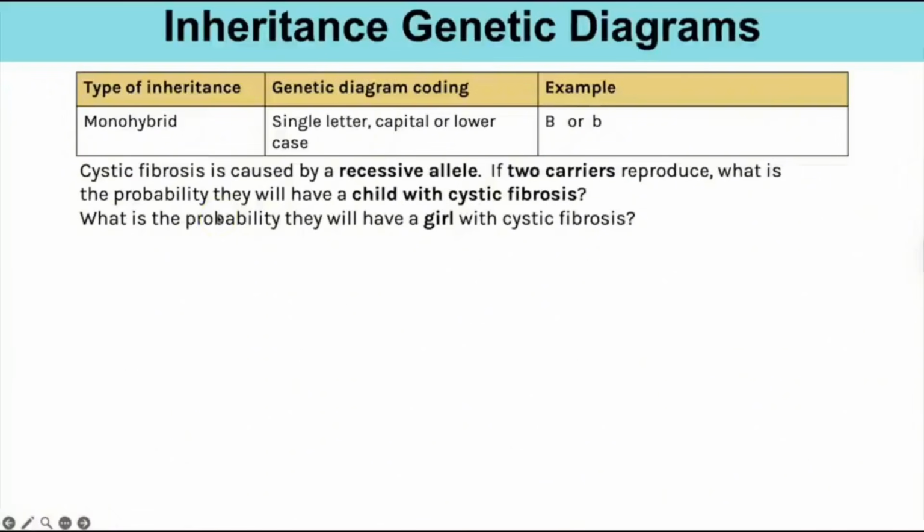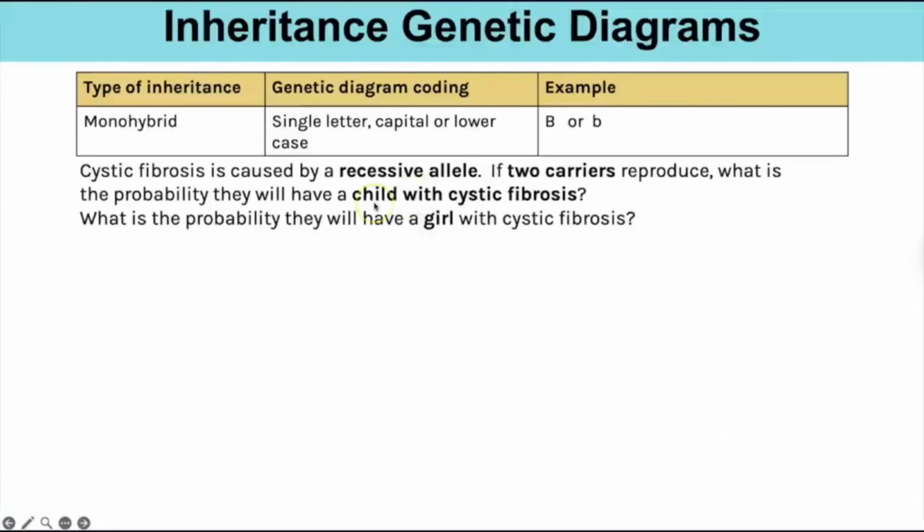Cystic fibrosis is caused by a recessive allele. If 2 carriers reproduce, what's the probability they'll have a child with cystic fibrosis? And on top of that, what's the probability they will have a girl with cystic fibrosis? Now you can pause, have a go. I'm going to go straight through.